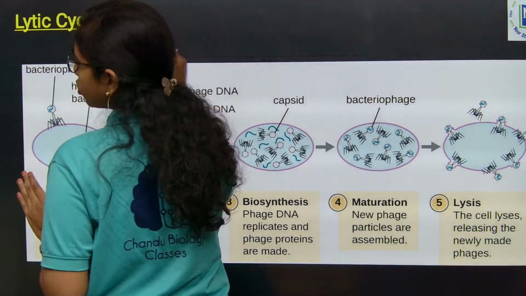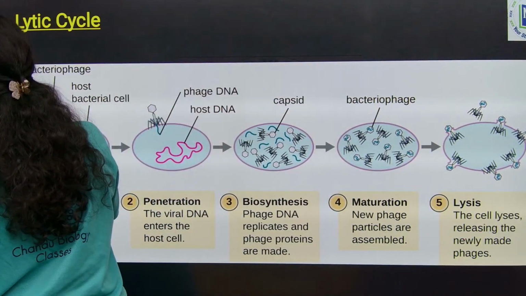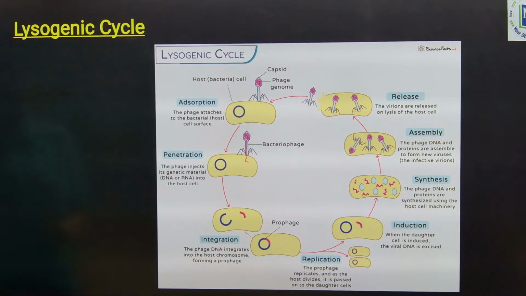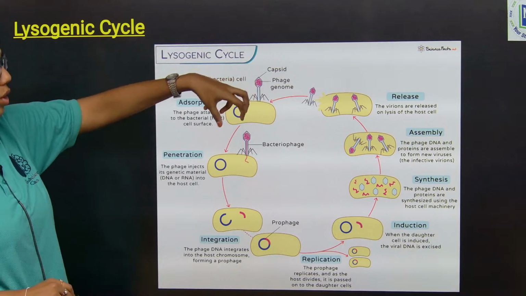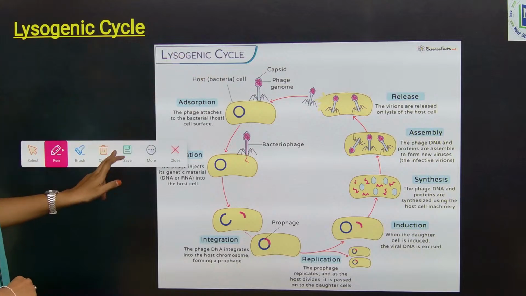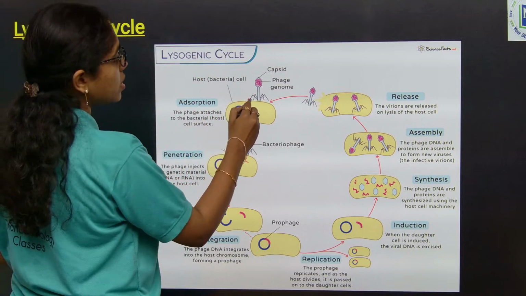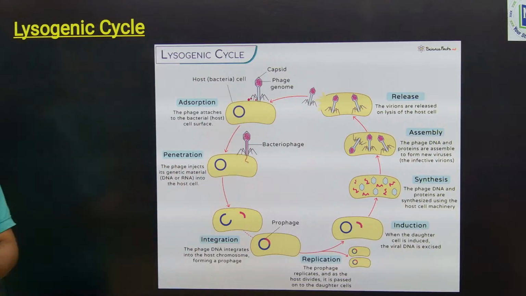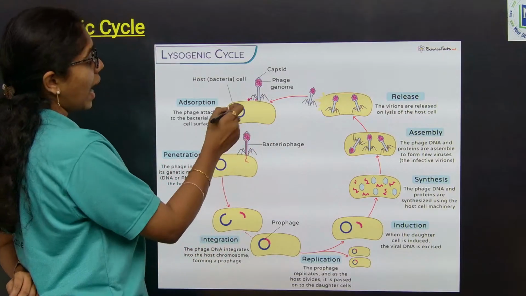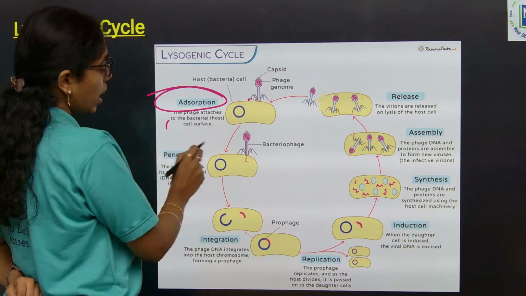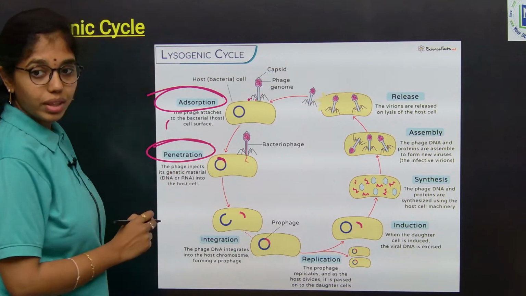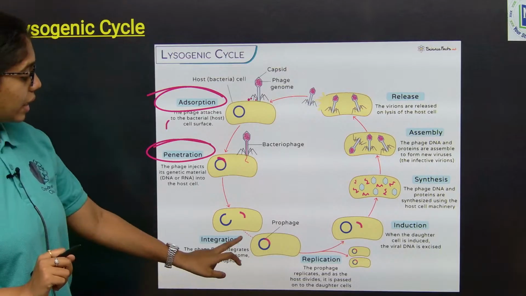Next is lysogenic cycle. So in lysogenic cycle, what happens? First, the virus will come and sit on the bacterial cell, and through the lysozyme in the tail fibers, the wall will get solubilized, and the genetic material will be injected into the bacteria. As such, first adsorption takes place, then penetration of genetic material. This genetic material will be integrated with the bacterial genome, and then integration happens.